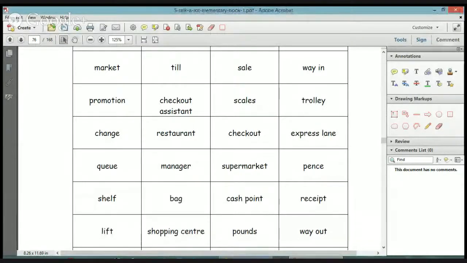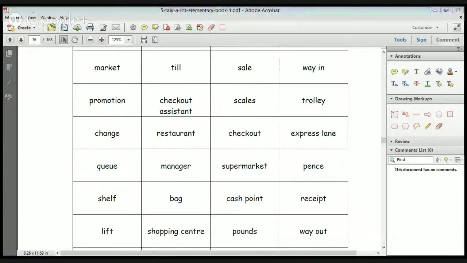Okay, so we've got vocabulary words on the topic of shopping. This comes from the book Talk a Lot Elementary Book 1, which you can download from englishbanana.com. Thousands of teachers have used this book with their students to teach English. If I was teaching in the classroom now, I would have all these words cut up on little cards, put on the table so that students can move them around, put them into groups, and so on. Let's have a look at the words.